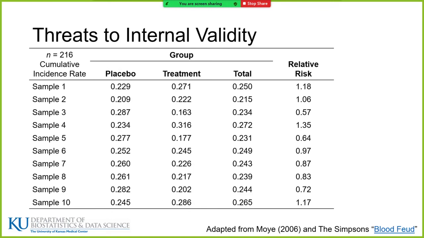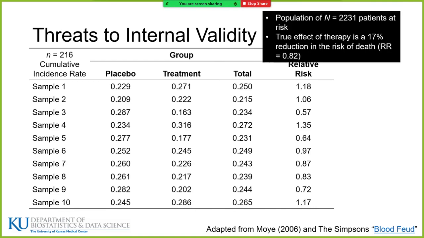We talked about one major threat to internal validity last time, and that is the idea of an individual study producing an incorrect treatment effect estimate simply as a function of sampling variation. So the example that we had last time was we had a population of about 2,000 patients at risk. The true effect of this therapy is that there is a relative risk of 0.82, which indicates a 17% reduction in the risk of death for patients who get treated with this infusion therapy.